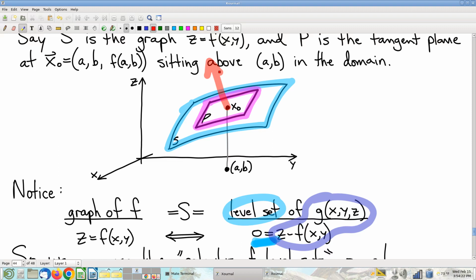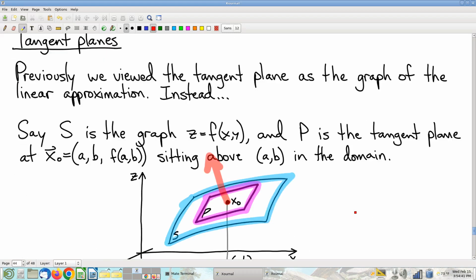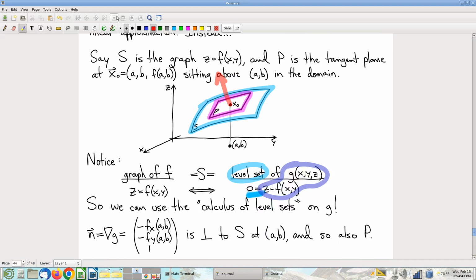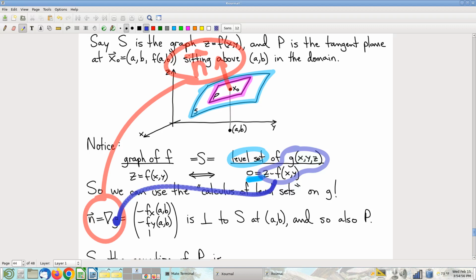Where have we heard that phrase before? A vector perpendicular to level sets. Well, here you go. The gradient is perpendicular to level sets. So this particular fact of, again, what I like to call the calculus of level sets is exactly what we need here. I can choose for this vector to use as my normal vector in here. I can just use the gradient. Specifically the gradient of this function g, right? Now definitely not f.